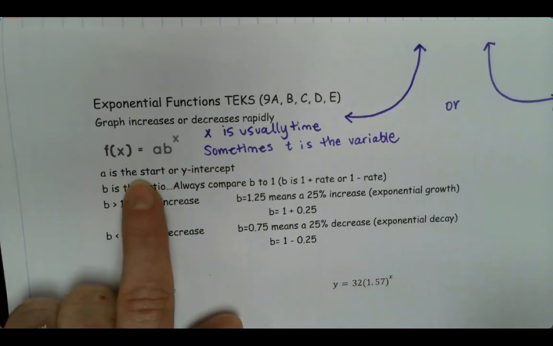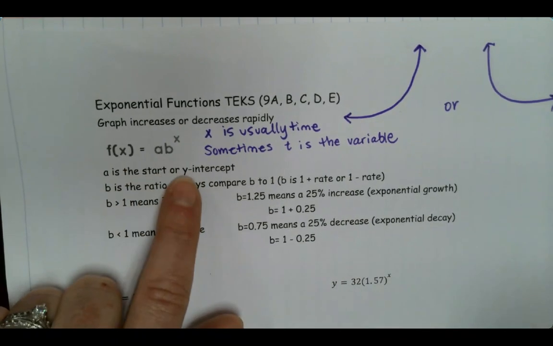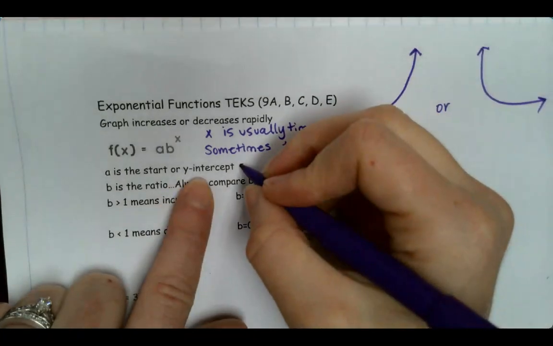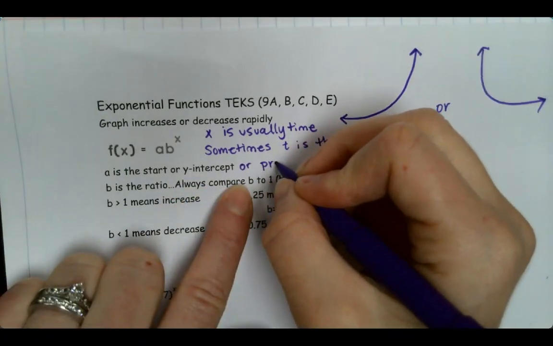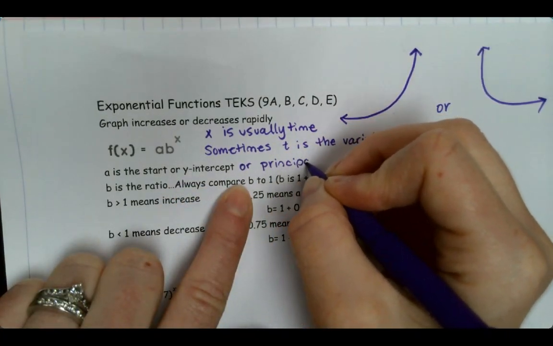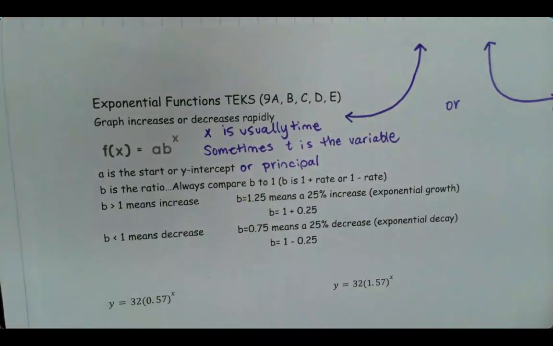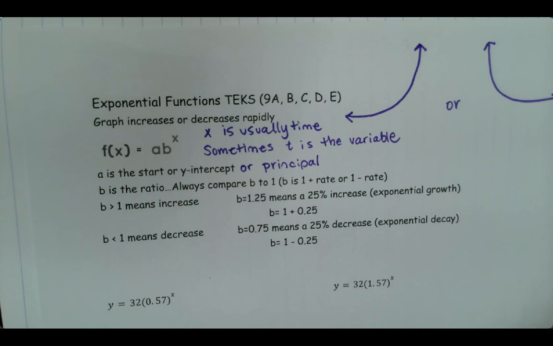A is the starting amount, or it could be the y-intercept, or the other word that you'll see is principal. The principal amount, the amount of money that you put into the account to start with. So that would be called your principal amount.